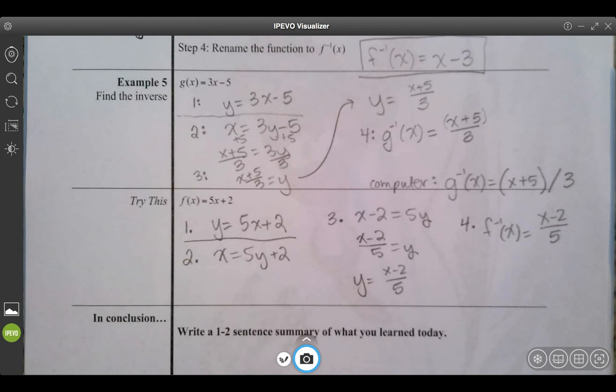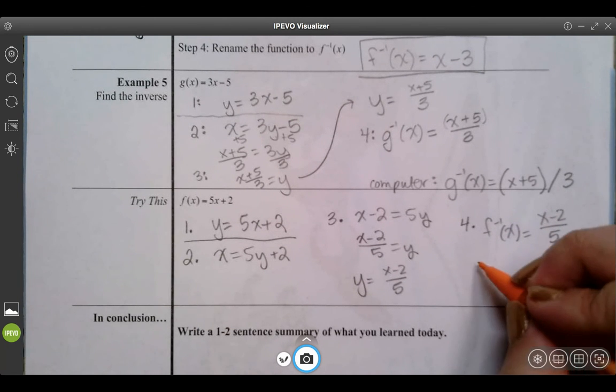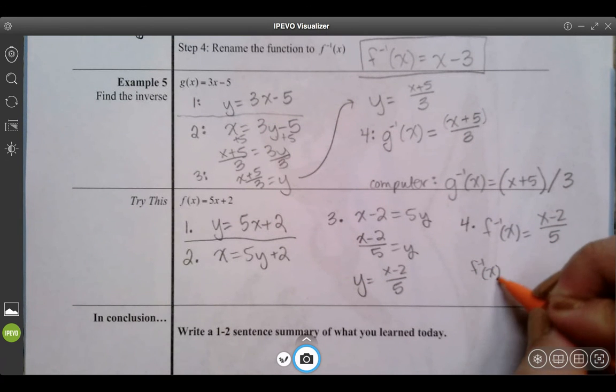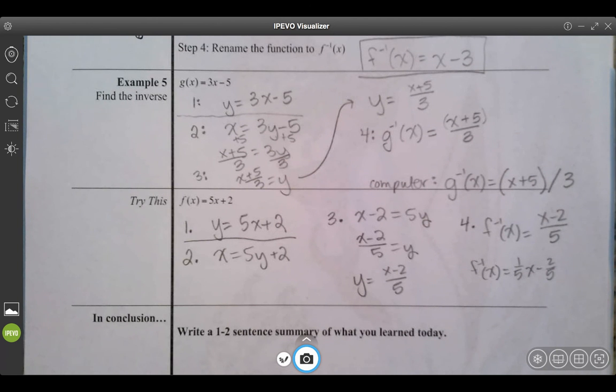Now there's a couple ways you can write this. You could have written this in slope-intercept form. If you want to write it, f inverse of x equals 1/5 x minus 2/5, that's all right as well. You can write it that way. Okay? Go ahead and take a minute to look back over the notes, make sure you understand everything, and then write a summary of what you learned in the box below.